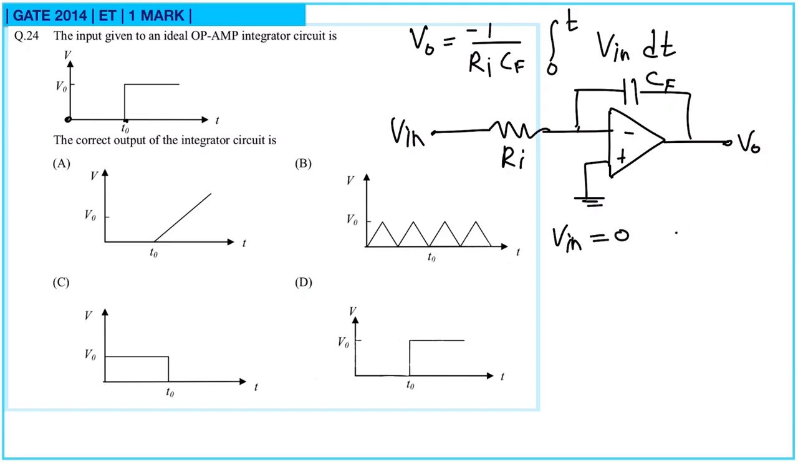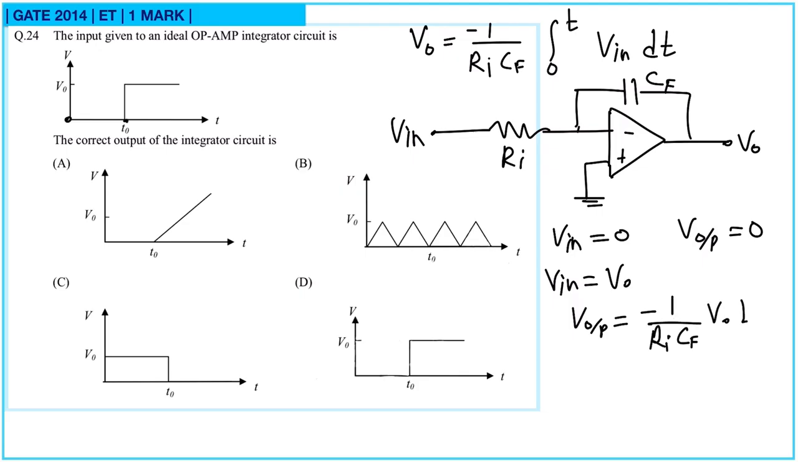So if V in is equal to 0, then output will also be 0. And if V in is constant, so if this is constant, that will be V naught. So here that V naught will be constant and it will come out of the integration, and integration of dt is simply t. So the output voltage V output will be minus 1 upon Ri Cf V naught into t. That means this V output will be proportional to t. So it will be a straight line. So option A is correct.